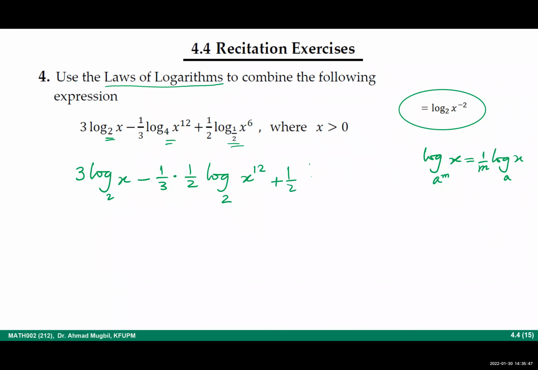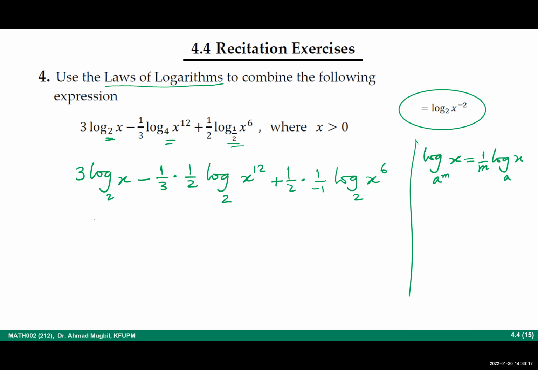Plus a half log. Do you remember what I told you when m is negative 1? It will be 1 over negative 1. So it will be what? Plus 1 over 2 multiplied by 1 over negative 1, which is negative, by the way, if you want to write it. Log 2 of x to the power 6. What I did, I just applied this rule with m equals to negative 1.